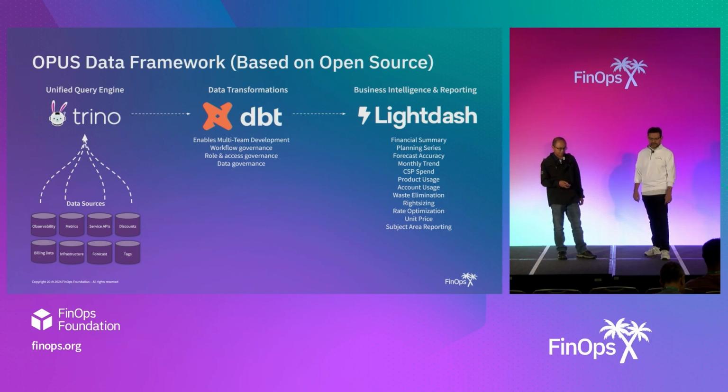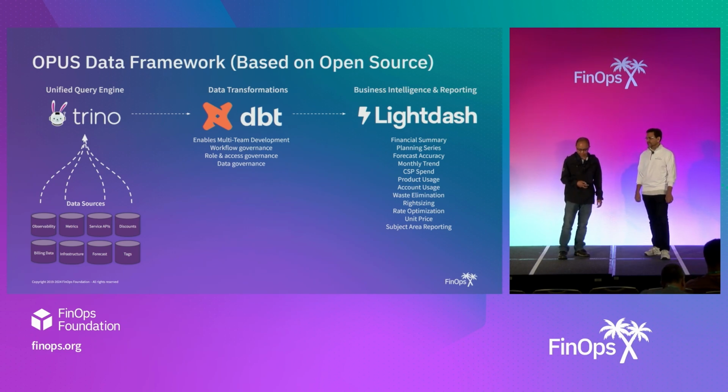Moving over to the middle section of the slide is dbt. So dbt is the industry standard for doing data transformations. But for us, it's a bit more than that because it enables us to have multiple teams developing onto our common data platform simultaneously, as it has a good platform for doing workflow governance and a mechanism for doing role and access controls on individual models. So that's a perfect platform for us to implement our data governance solution.